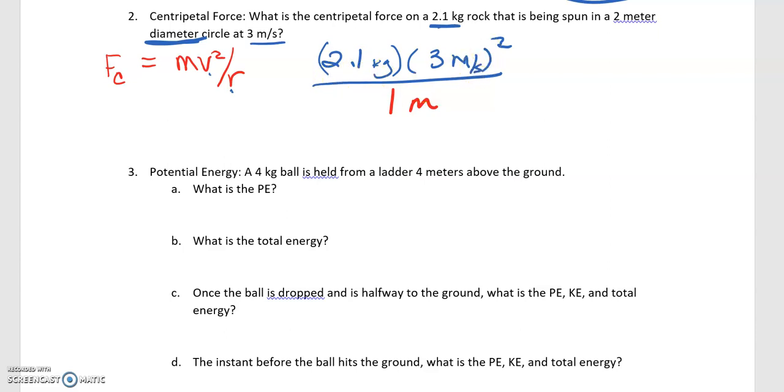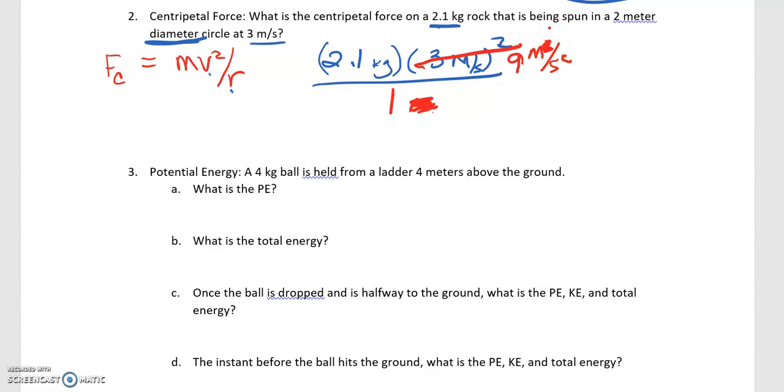Okay, so the first thing I would do is technically square my 3 meters per second. I'm going to go ahead and do that and write it over top. That would turn out to be 9 meters squared per second squared. I just want to show you how the labels work out here. Now I have a meter in the denominator and meters squared in the numerator up here, so that meter is going to cancel out with one of those meters up top.